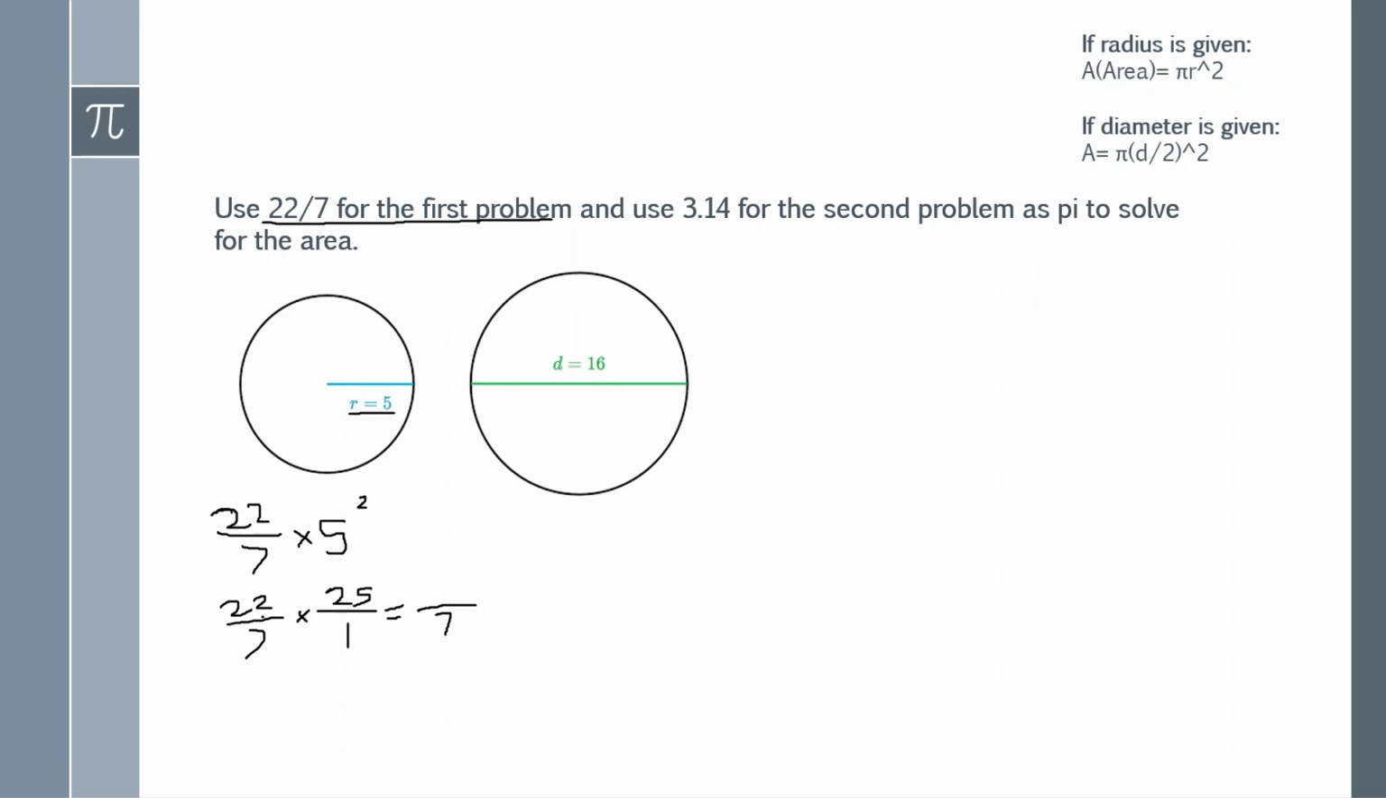But let's just see. So 22 times 25, I'll do it over to the side. So 2 times 5 is 10. 2 times 2 is 4, plus 1 is 5. 2 times 5 is 10, and then 2 times 2 is 4, plus 1 is 5. So we get 550, so we put that here, and we get 550 over 7.